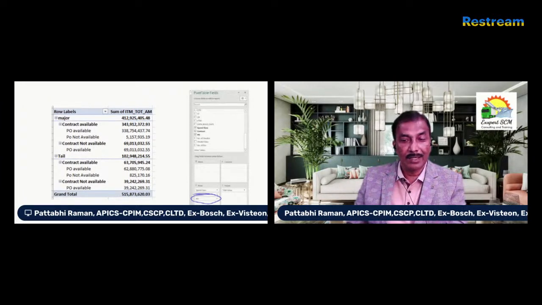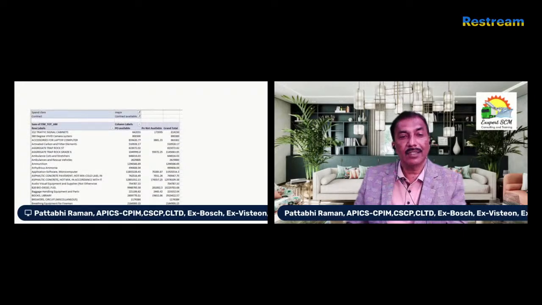Then we can expand it to identify really what those items are. For example, you can go commodity-wise and check for which commodity a purchase order is available and where it is not. For example, you can see the first commodity, nearly 1 lakh 20 thousand worth of items. There is a contract available. For some items they have released the PO, but for some items there is no PO available.